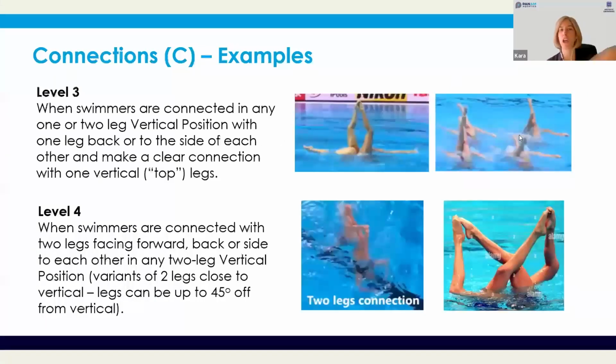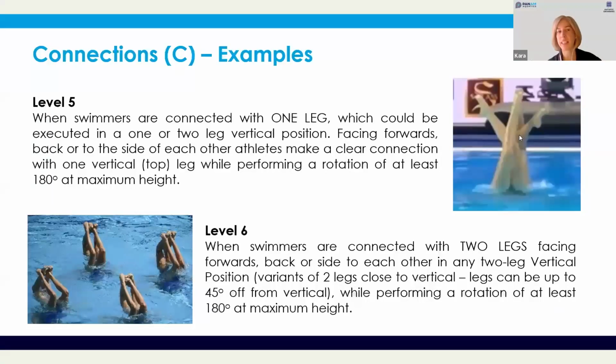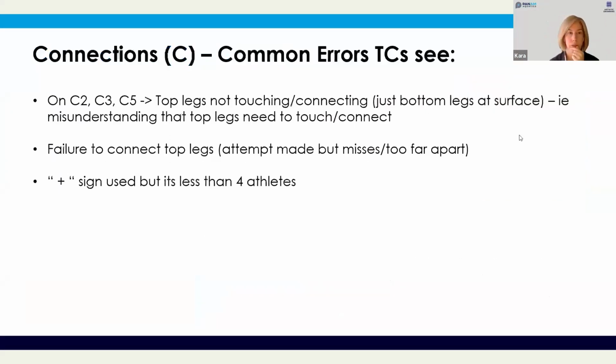For me, the biggest caution was about C3. And in general, as TCs, we're making sure your connection is up in the cone, unless it's a C1. It has to be up in the cone. So again, on some common errors, on C2, 3, or 5, top legs don't touch, or it's just the bottom legs at the surface, a misunderstanding that it has to be the top legs touching. So unless you're in C1, if you're in C2, 3, 4, 5, 6, legs touching in the cone. Up is what we're looking for.